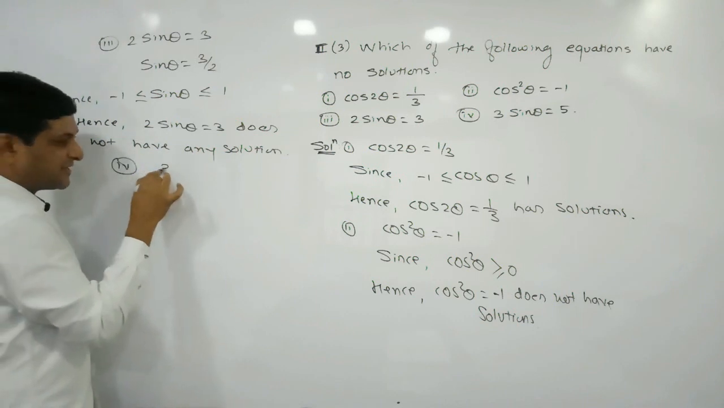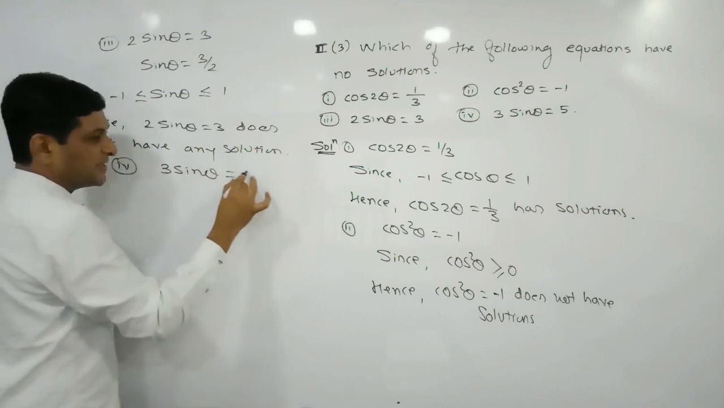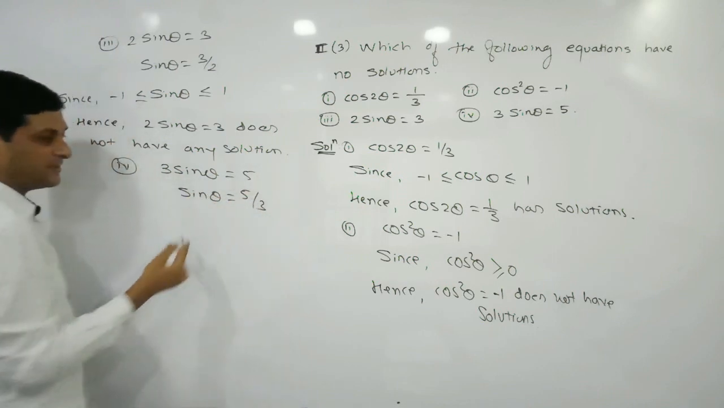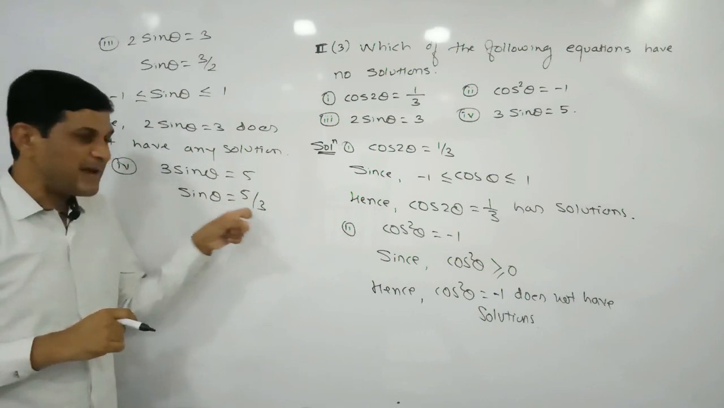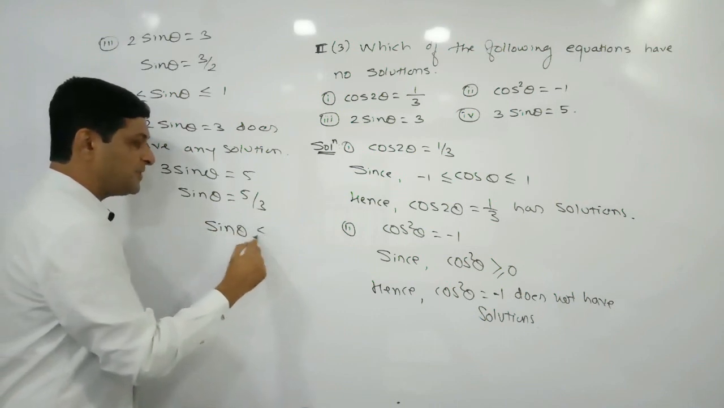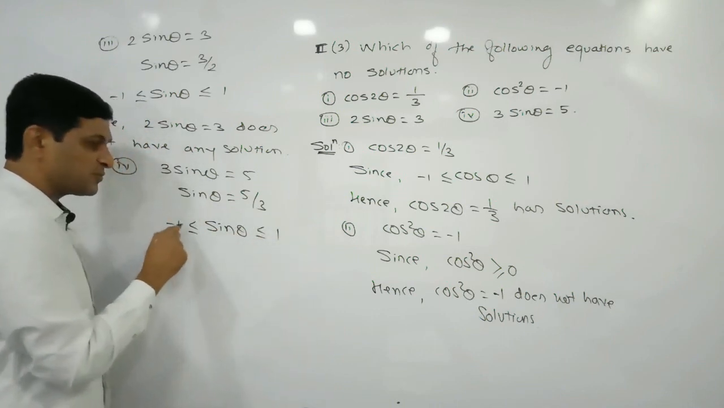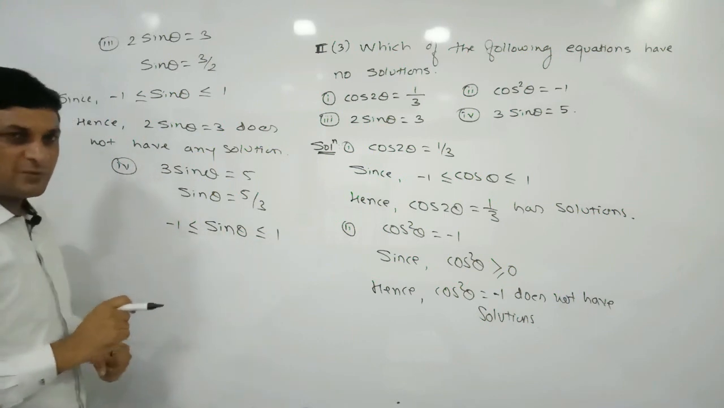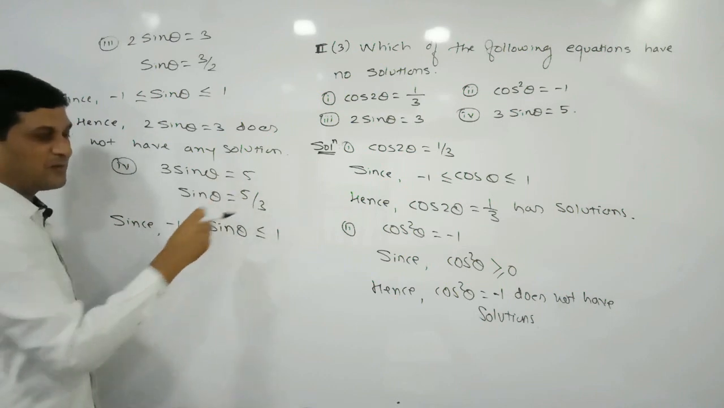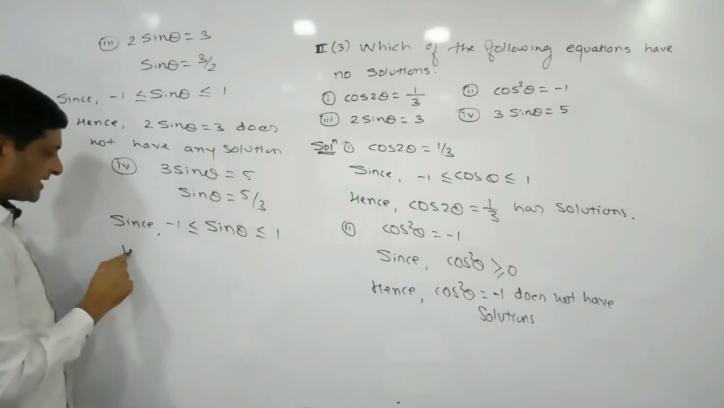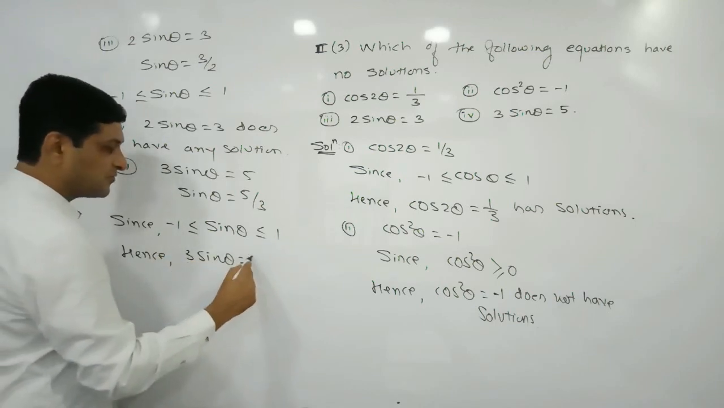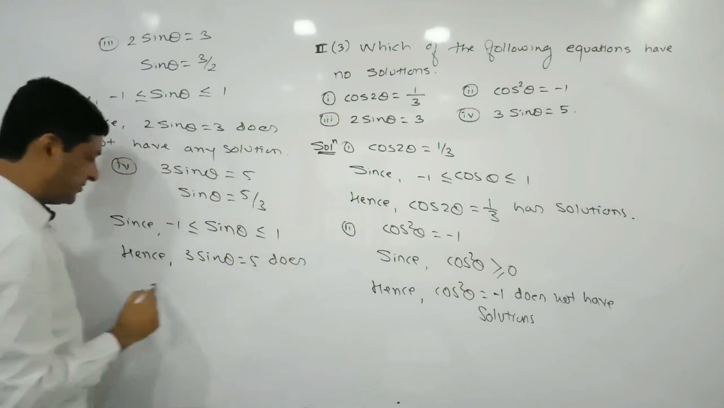Now consider the fourth equation. Here the given trigonometric equation is 3 sin theta is equal to 5. From which we can say that sin theta is equal to 5 by 3. And here also we can observe that 5 by 3 is greater than 1. But a value greater than 1 does not appear in this interval. Which interval? -1 to +1. Sin theta takes values in between -1 to +1, and 5 by 3 does not lie in this interval because the value of 5 by 3 is greater than 1. Hence we can say that this trigonometric equation, 3 sin theta is equal to 5, does not have any solution.